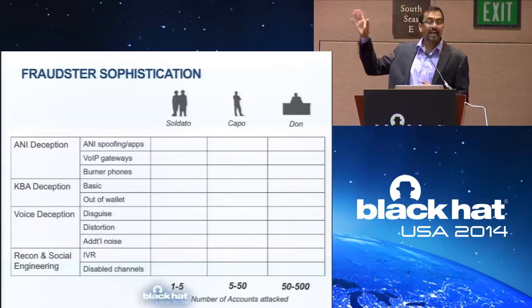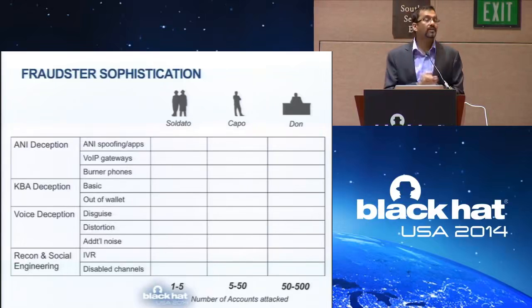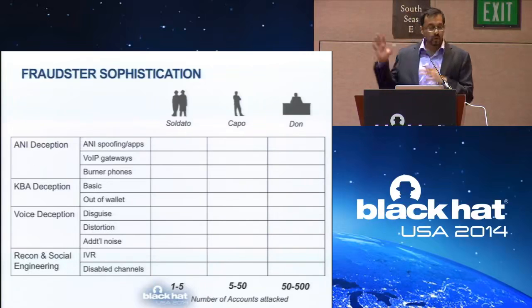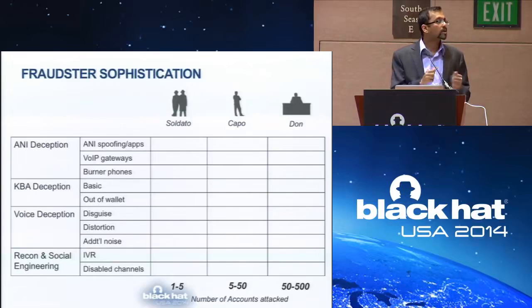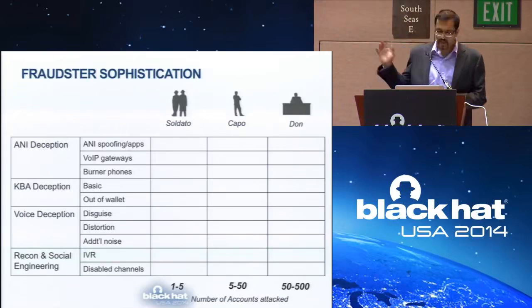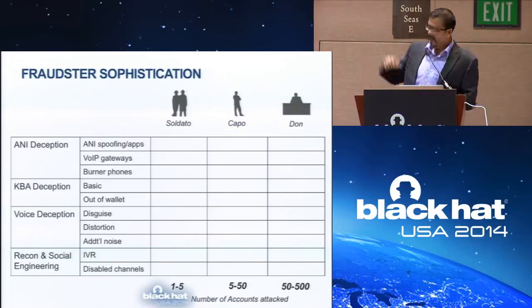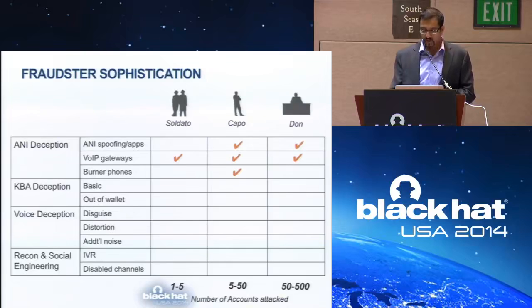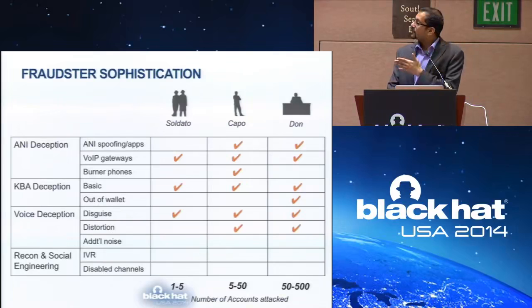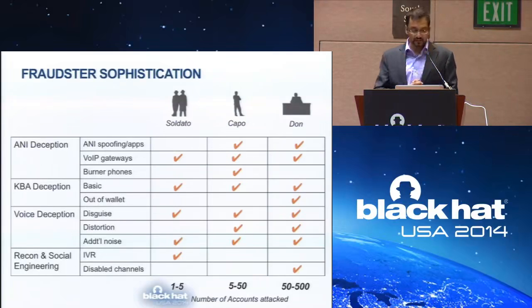The way we've categorized these three different categories of fraudsters is by the number of accounts that they're taking over. The soldiers are typically targeting 1 to 5 accounts, the captains are targeting 5 to 50 accounts, and the dons are targeting 50 to 500 accounts. So I'm just going to quickly run through what techniques each of these fraudsters use. As you can see, the dons have a lot of sophisticated techniques in their arsenal.